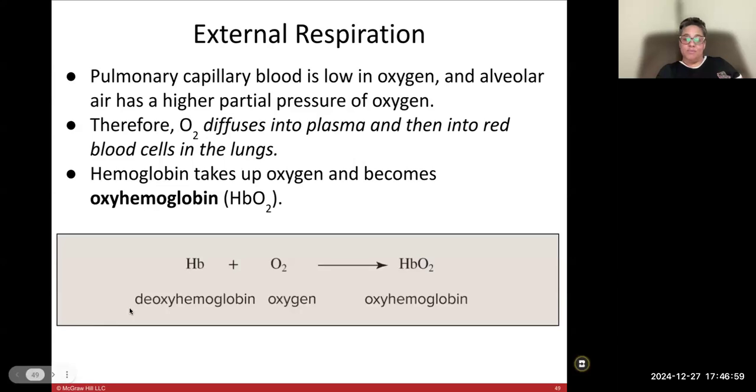Pulmonary capillary blood is typically low in oxygen, and alveolar air has a higher partial pressure of oxygen. Therefore, oxygen diffuses into the plasma and then into the red blood cells in the lungs. Hemoglobin takes up that oxygen and becomes oxyhemoglobin. So the symbol for hemoglobin is Hb. If it doesn't have an oxygen, it's called deoxyhemoglobin. Once we add oxygen and they all combine, we call it oxyhemoglobin.